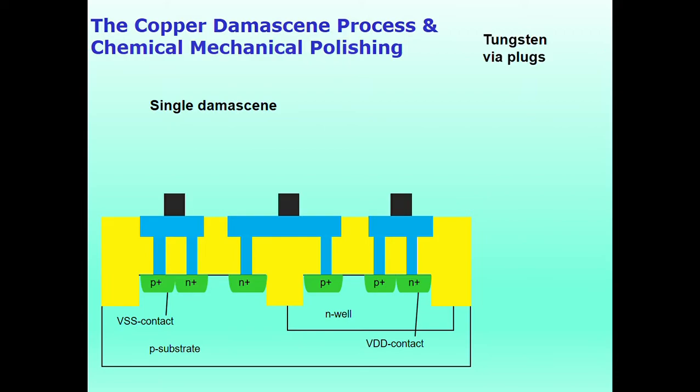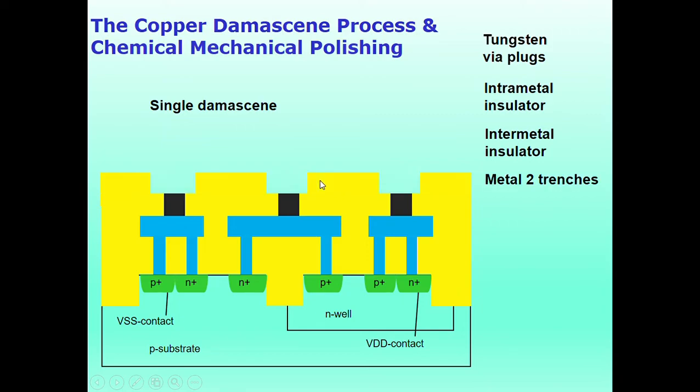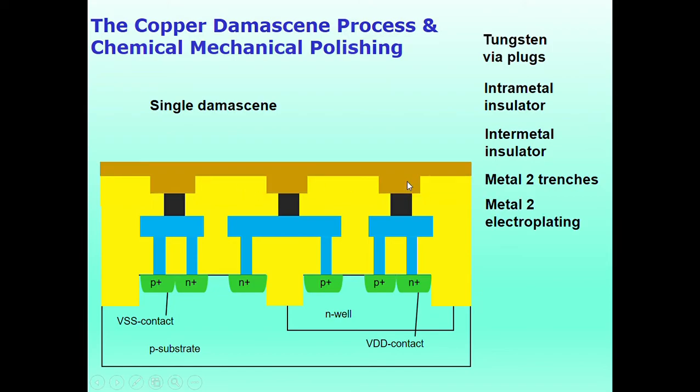So it's tungsten via plugs, and here you can see this is the intermetal insulator. Now metal 2 trenches. So here you can see these are metal 2 trenches, and this is metal 2 electroplating. And this is CMP or chemical mechanical polishing.